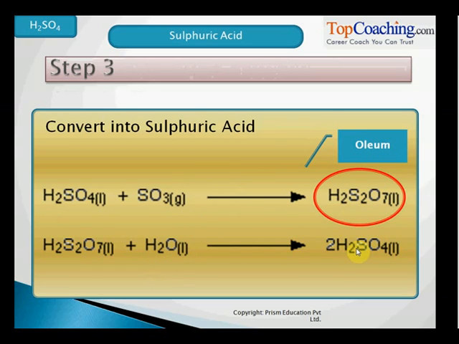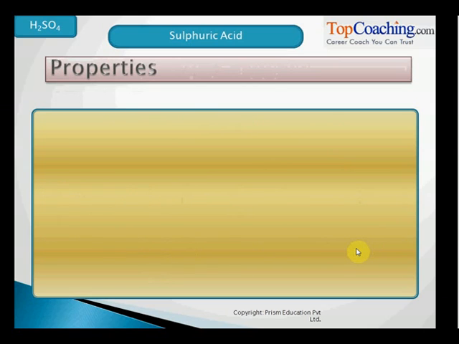Now let us go back to that chamber kind of diagram which we were seeing.